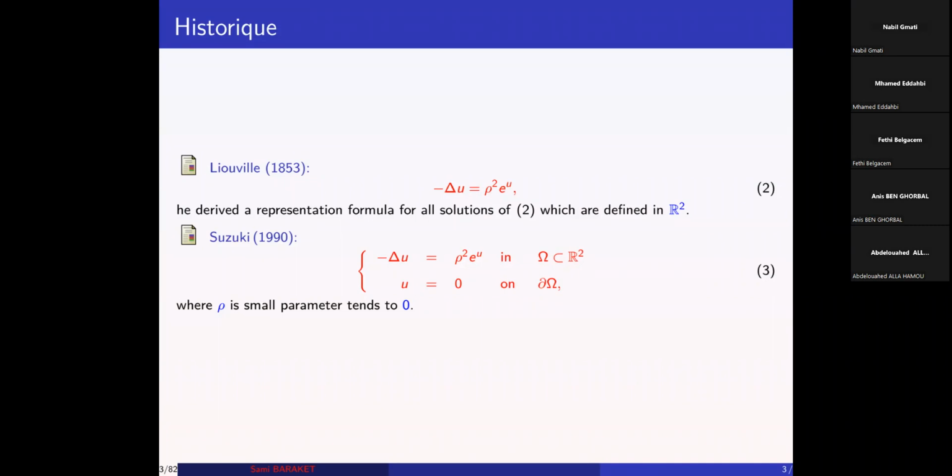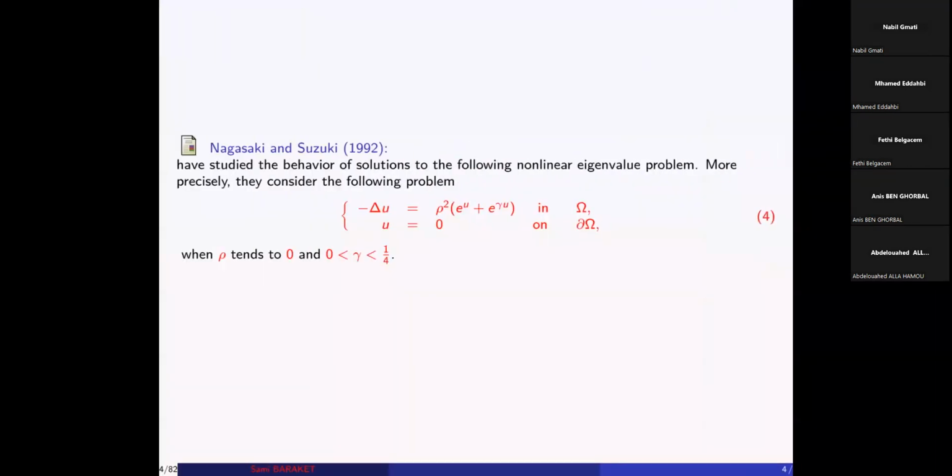Now, if we study this equation on some domain omega of R2 with Dirichlet condition, Suzuki and later Nakazaki considered the problem first with nonlinearity exponential u, and second with nonlinearity dominated by exponential u. We want to study the behavior of the solutions of these problems. So they proved the following results.